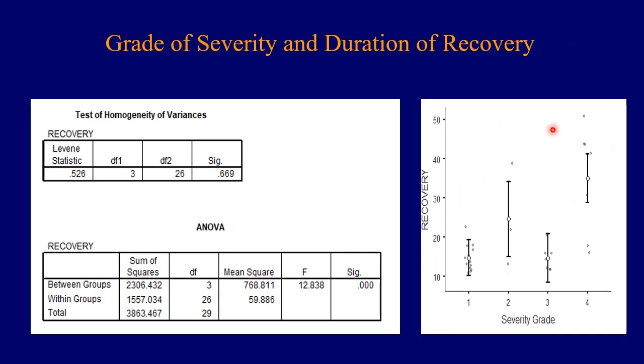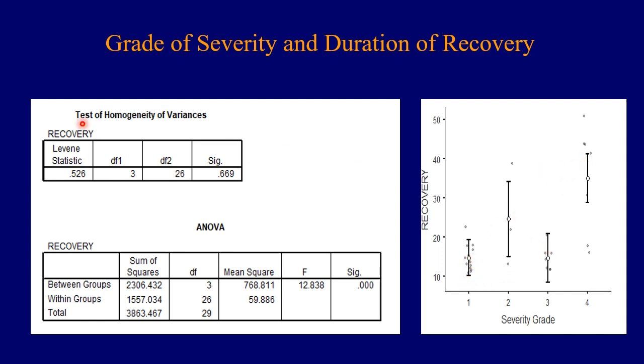So now we'll see the ANOVA test in action. We are running a study to see if the grade of the severity of a certain disease, graded from 1 to 4, would influence the duration to recovery. So we have 4 different groups here with grade 1, grade 2, grade 3, and grade 4 with different durations for recovery. We have the mean for recovery of each.